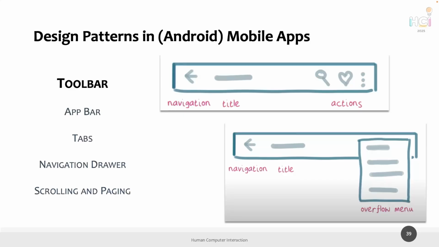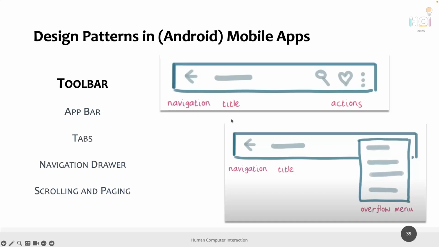Other examples, more specific in this case, again, the context is important, and here you can find a list of design patterns for mobile applications, and in particular for Android mobile apps. So the first one is the toolbar. This is a standard way to present titles and actions in your app. This kind of toolbar also has a standard height.